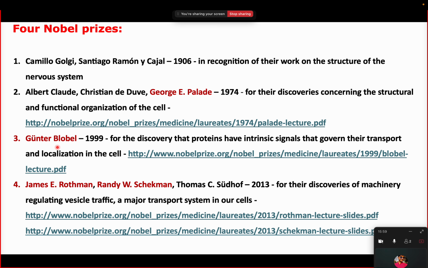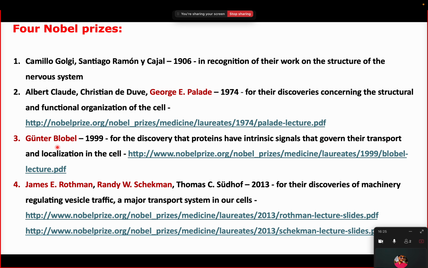Then Albert Claude, Christian de Duve, and Palade got the Nobel Prize in 1974 for their discovery of the function and organization of the cell. We might focus a little bit more on Palade's work because his work was very pioneering in secretory protein synthesis and how they are translocated and transported within the cell.